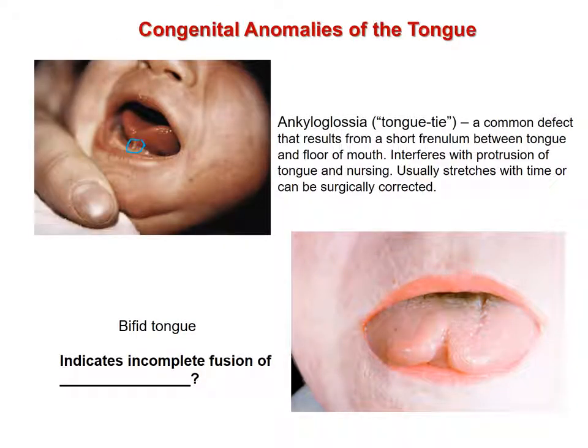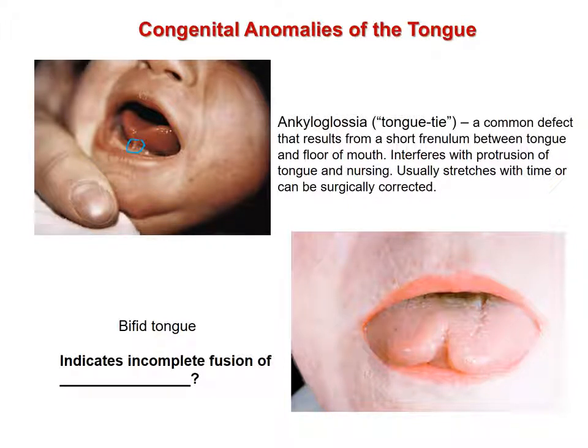Some common defects of tongue development include ankyloglossia and bifid tongue. The word part ankylo refers to fixed to. Ankyloglossia, or tongue tie, is a common defect that results from a short frenulum connecting the undersurface of the tongue to the floor of the mouth. This fixes the tongue and interferes with protrusion and makes breastfeeding difficult. The frenulum, however, usually stretches with time and does not present a problem, or it can be surgically corrected.